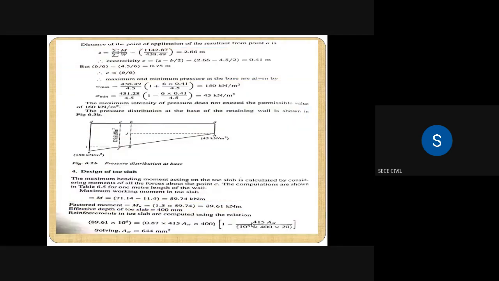After calculating the moments, now we are summing the loads and moments. The summation of load is 438.49 kilonewton, and the summation of moment is 1142.87 kilonewton meter. Now we have to locate the resultant load, where it is acting. The next step is the distance of the point of application of the resultant from point A. We calculated the moment about point A only, so from point A we are locating where the resultant is acting.